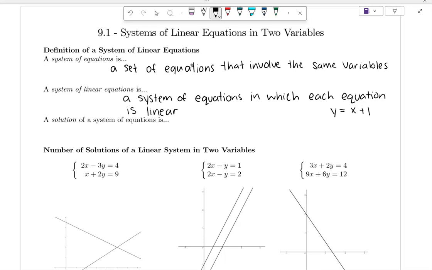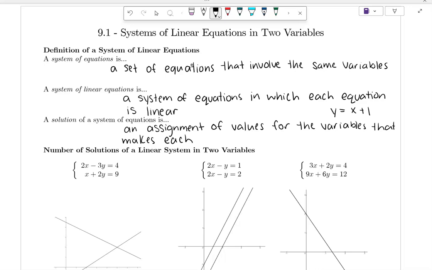And then our last definition is a solution of a system of equations, and this one's pretty basic. A solution is an assignment of values for the variables that makes each equation in the system true. So we're going to look at a few examples here, but we'll write that down for now, and then I'll explain a little bit better. So an assignment of values for the variables that makes each equation true in the system.